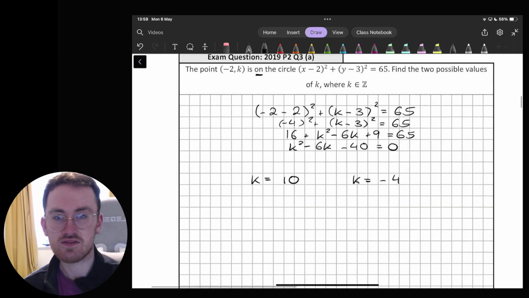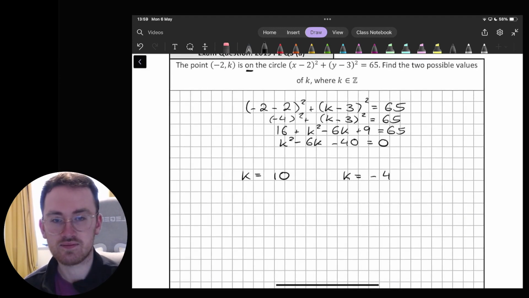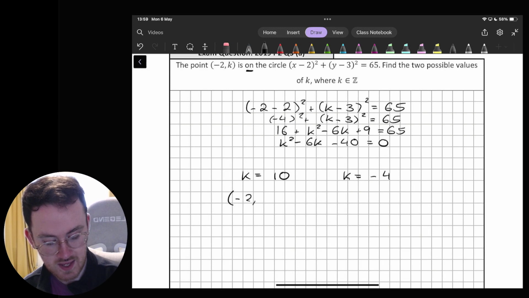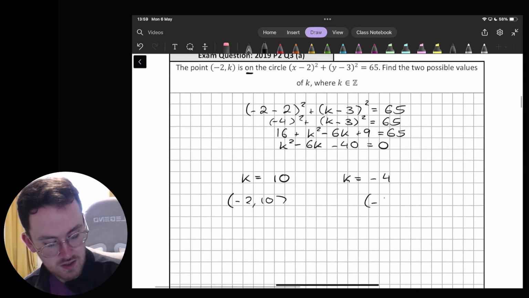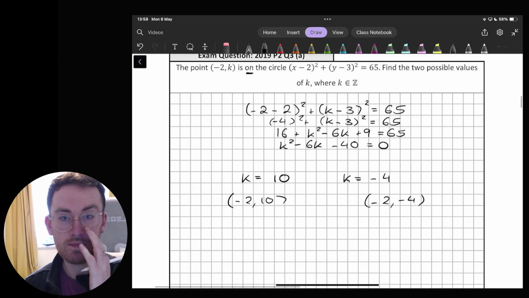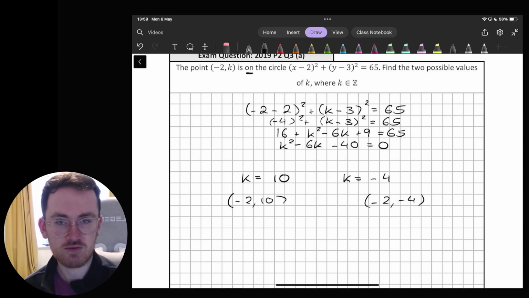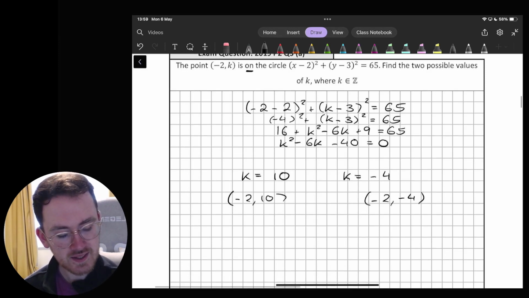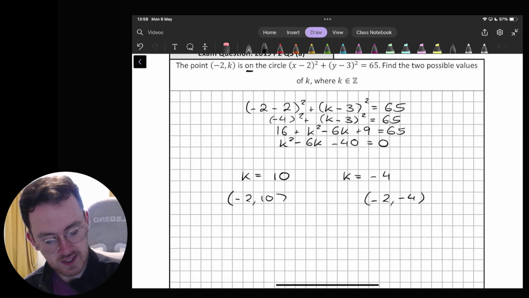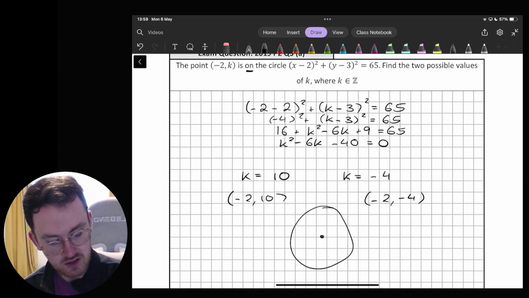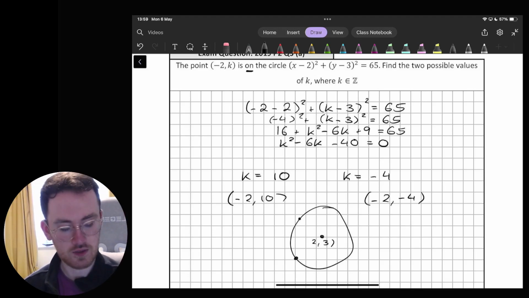I wasn't asked to find the equation of the circle here, but maybe we'll just write down the two points that they could be talking about. So two points, both on the circle with different y values, but both with an x value of minus 2. Worth noting as well that on this circle, as it happens, the center is (2, 3). So the points with x of minus 2 are just directly above each other.